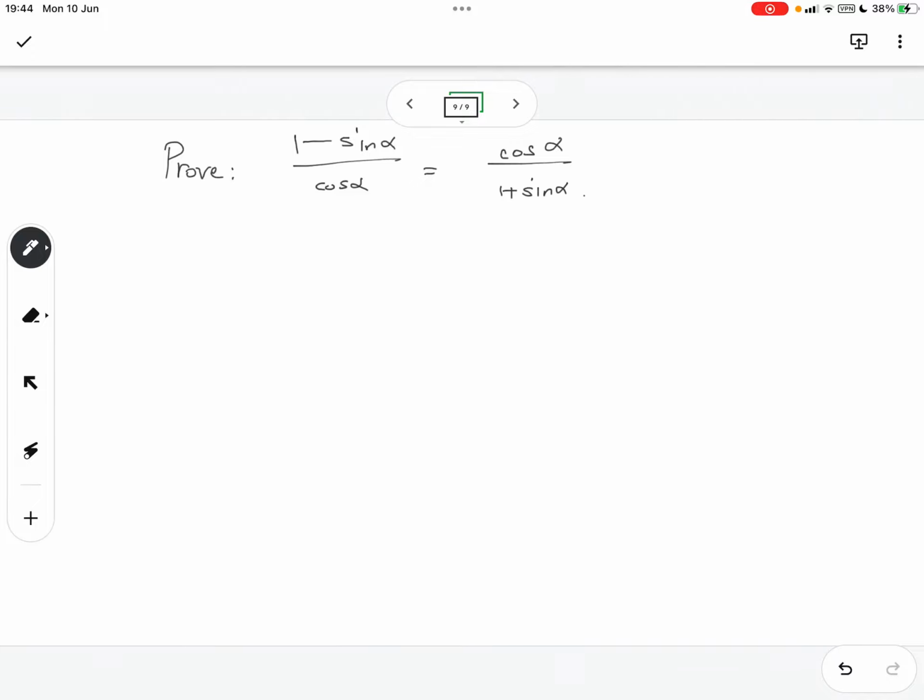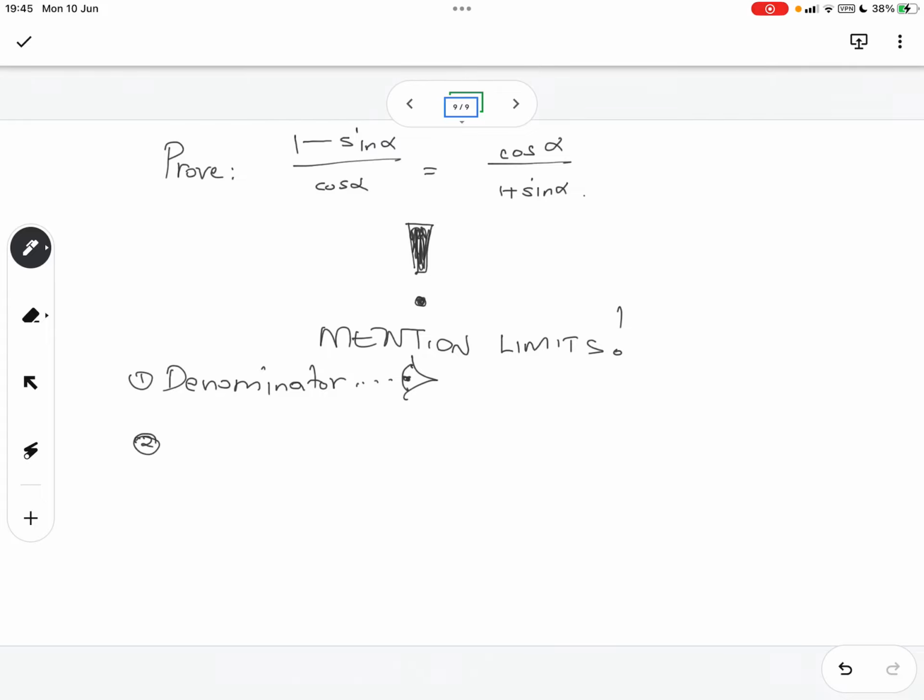Another important way that they manifest is the prove way. And when we prove, we pick either side and then we try and work the one side to be the same as the other so we can come to that conclusion. And the most important thing with these problems is to always mention restrictions. And the first thing we look at with limits is our denominator.